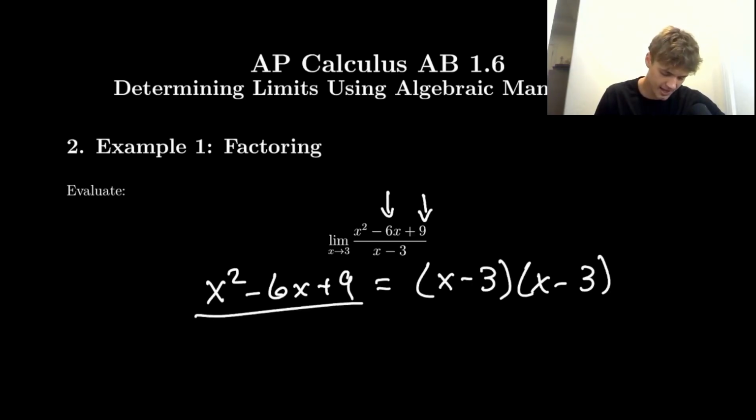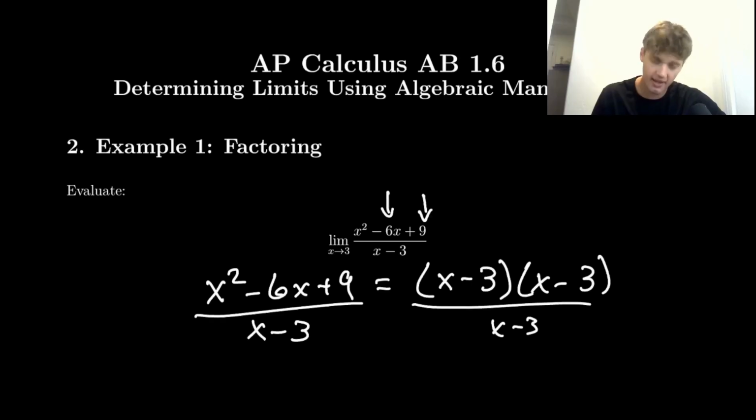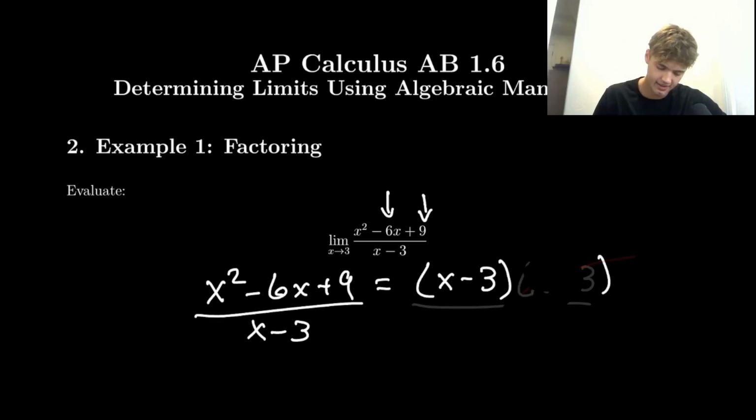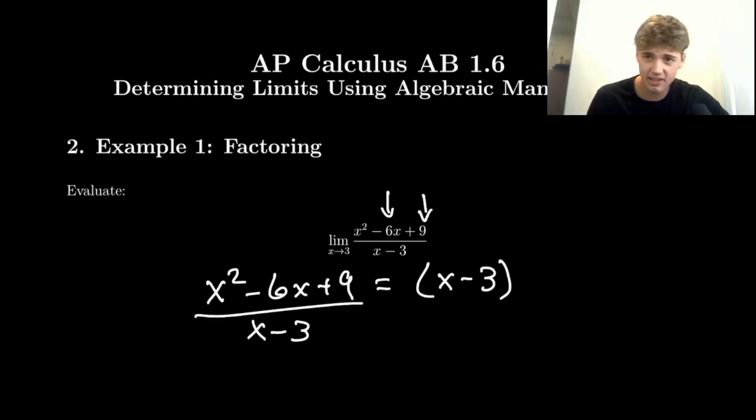But remember, there's an x minus 3 on the bottom, and now we have an x minus 3 on the top too. So what this means is we can cancel out one of them. What we're left with is x minus 3 on the top. And now we can take the limit.